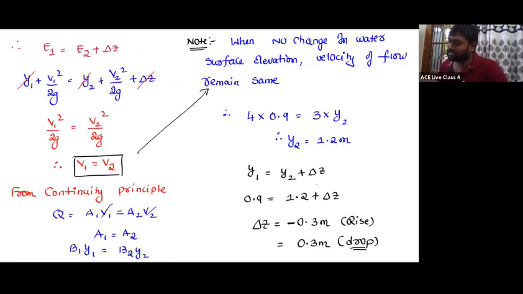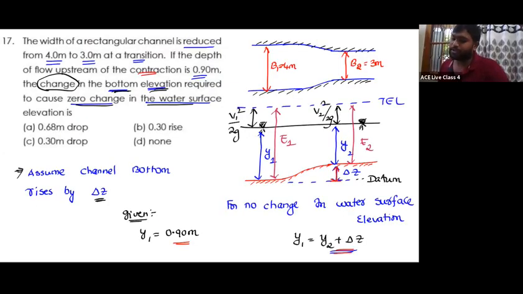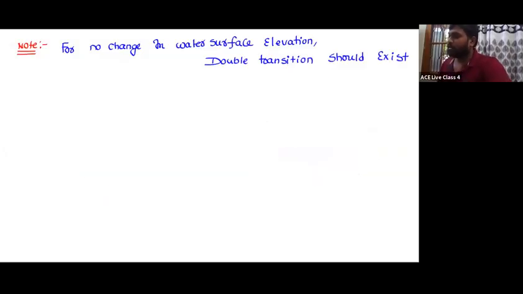See, for the channel transitions, they don't need to mention that the channel is assumed frictionless, horizontal, and so on. For the channel transitions, which concept are we using? Specific energy. And for specific energy, what is the common assumption? Channel bottom is horizontal and frictionless. So they don't need to mention it every time. Double transition should exist.